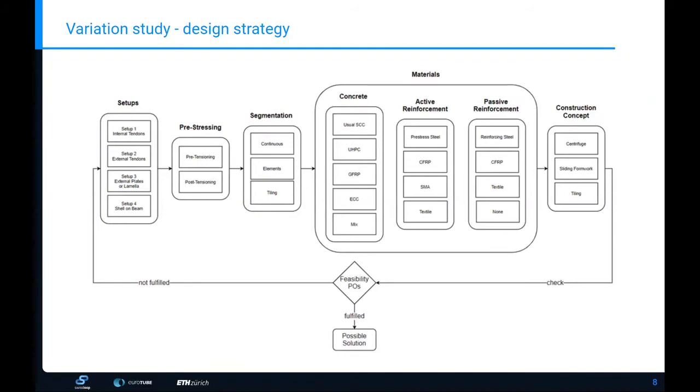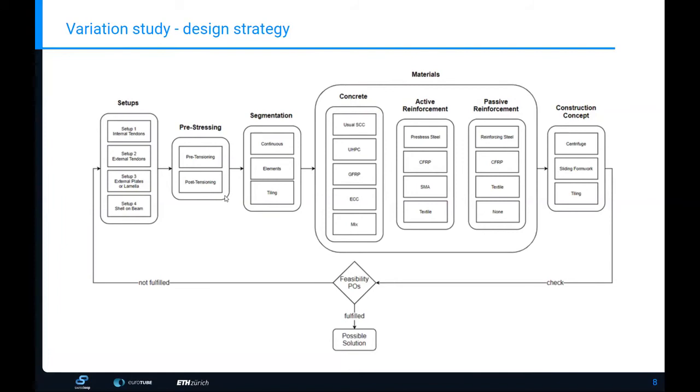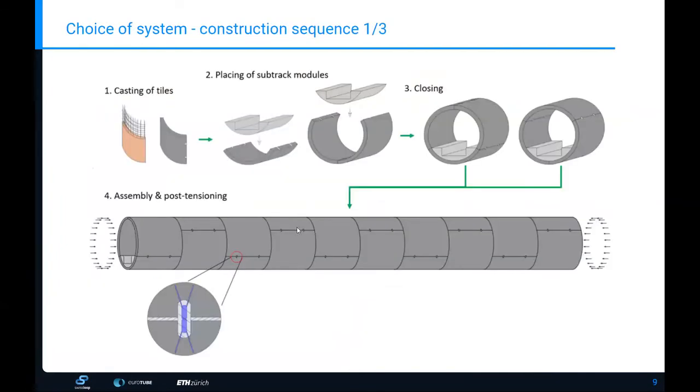And the idea was to pick some configurations, check them on their feasibility, and see if they fulfill all the performance objectives mentioned before. If they do so, it's a possible solution. If not, we have to iterate and find a new configuration. And this is what came out. So this is my proposal, or at least one of 2 of my proposals for the construction.